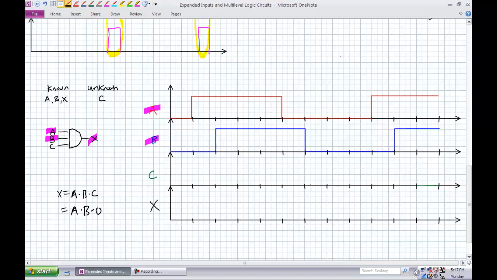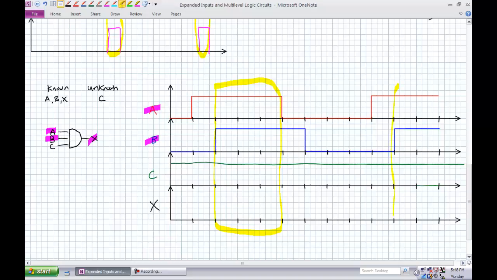What would happen if C was shorted to 1? What would the output look like? The ability to predict this is super, super essential. What would the output look like? The output is high when all inputs are high. If C is always high, what we get is a region here where all inputs are high, and another region right here where all inputs are high.